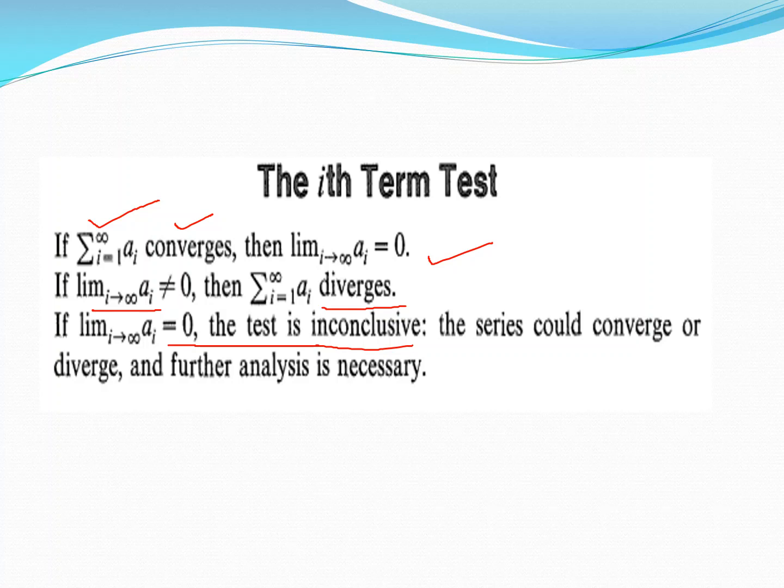This is called the ith term test. If the summation converges, then limiting value of ai will be equal to 0, and if limiting value is not equal to 0, then the summation ai will diverge, and if limiting value is equal to 0, the test is inconclusive. The series may converge or diverge.